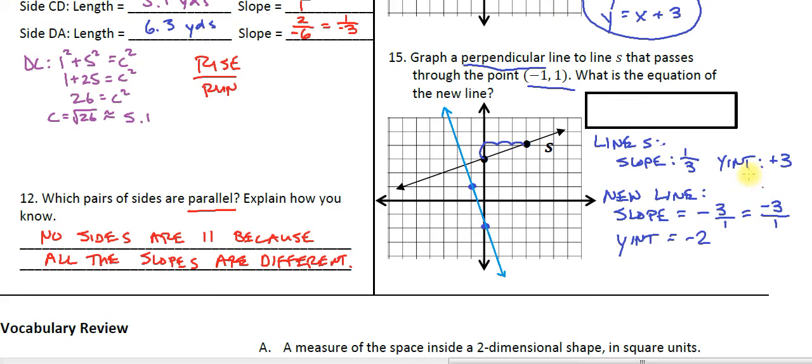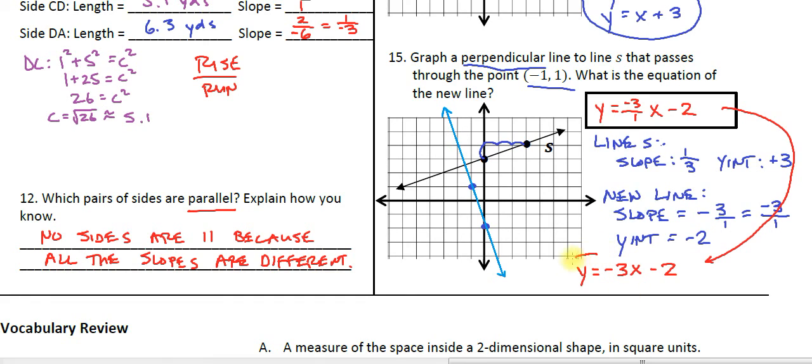We know that our slope is negative 3 over 1, so we're going to write y equals negative 3 over 1 x, and our y-intercept is negative 2. Now remember again, if this is a multiple choice, this could be written as y equals negative 3x minus 2. The reason why is, in multiple choice questions, usually the slope is simplified, and negative 3 over 1 can be written also as just negative 3.